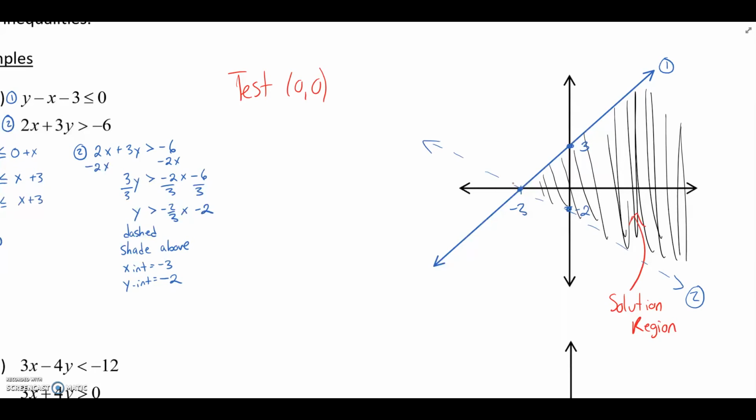And now if we're testing it, we have to test it into both inequalities. So for the first one, we would get -3 is less than or equal to 0, which is valid. And in this case, it's going to have to hold valid for both. So trying the other one. 2 times 0 plus 3 times 0 greater than -6. So 0 is greater than -6, which is also valid. So we know we shaded the right area.